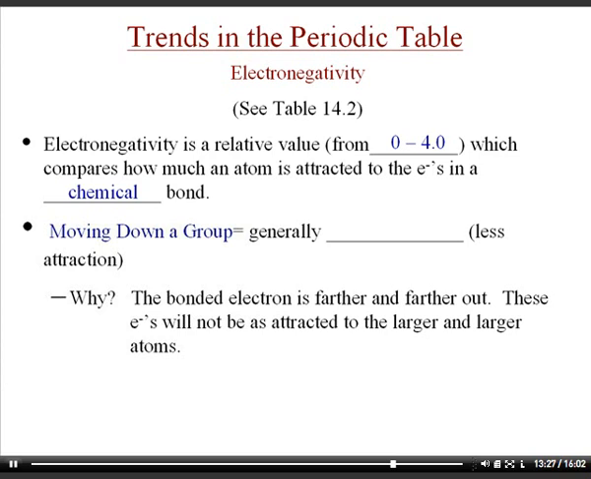So for example, in the water molecule, hydrogen and oxygen make a chemical bond. How much is the hydrogen attracted to the electron pair that makes the bond, and how much is the oxygen attracted to the electron pair? And so here's the trend. As you go down a group, since the atoms get bigger and bigger and bigger when they make chemical bonds, it's going to be less attracted to those electrons. So the electronegativity value is going to be a smaller number. So this bonding electron is farther away from the nucleus, it's not as attracted. So again, it's basically the same trend as ionization energy. If you're big, you're less attracted.